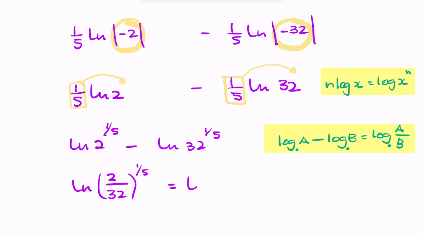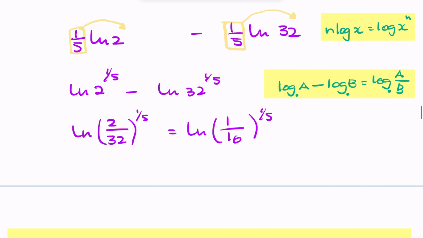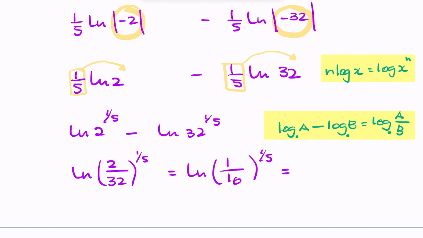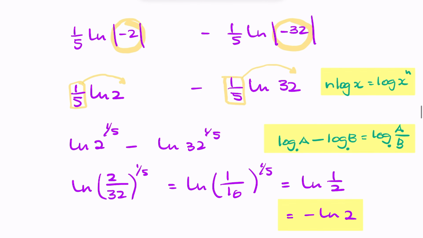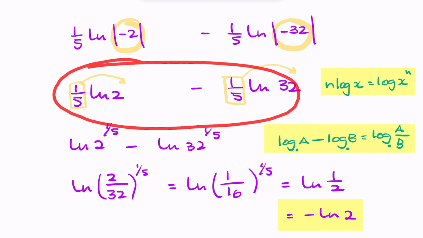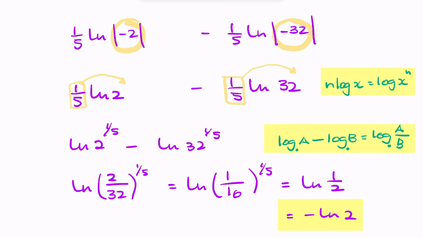Now that's the same as saying ln of 1 over 16 to the power 1 over 5, and 1 over 16 to the power 1 over 5 is simply 1 over 2. So you could say that's minus ln 2. So that would be your final answer, negative ln 2. Now you could leave it like that. I don't think you could leave it like that. That probably wouldn't be acceptable as your final answer, but it is correct. This is definitely correct. But your final answer would be negative ln 2.